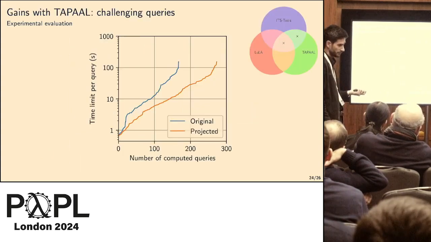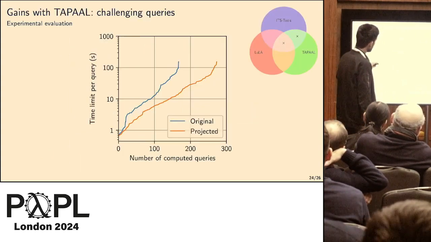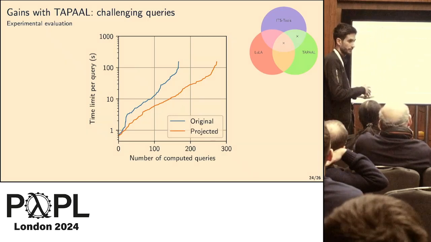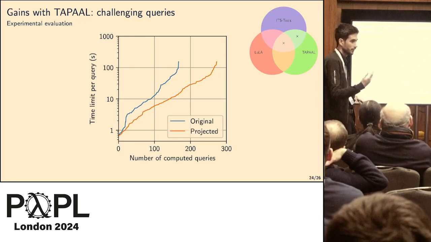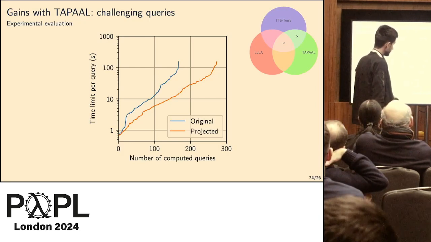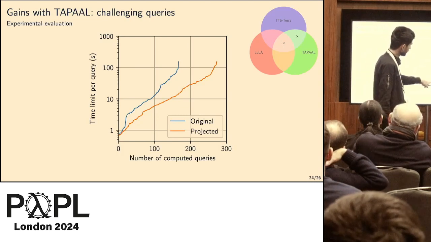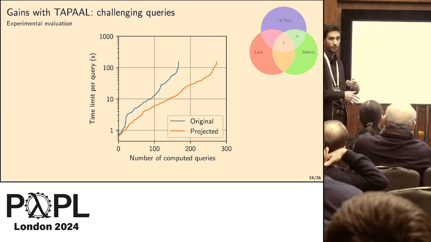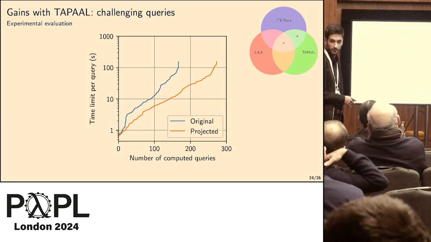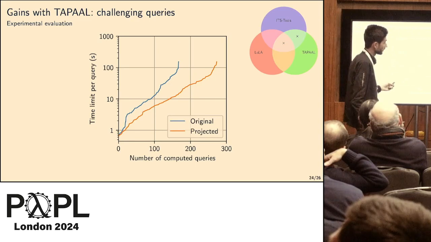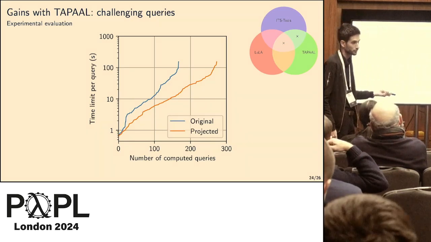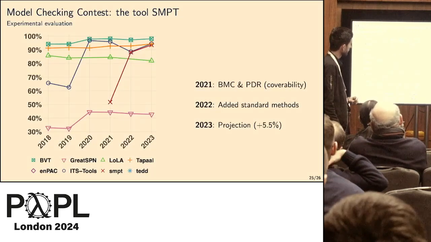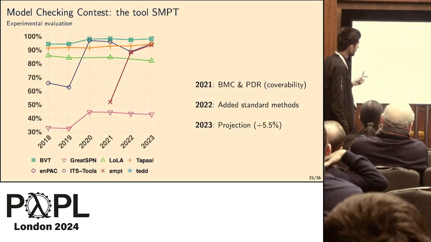And so what we observed is that on the challenging queries, meaning a query for which at least one tool failed, because there are a lot of easy queries that are easily solvable by all the tools, we observed that the projection permits to compute more queries using TAPAL. So our optimization doesn't overlap too much the optimizations that are already done in the best performing tools in the model checking contest. And so we participate with our model checker in the model checking contest.